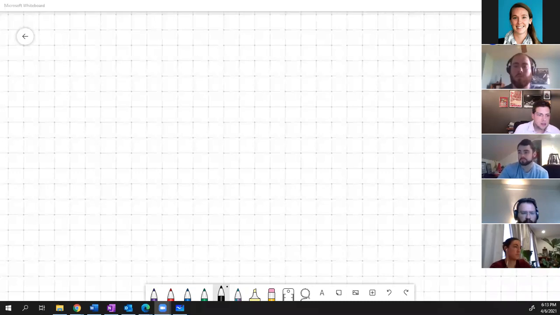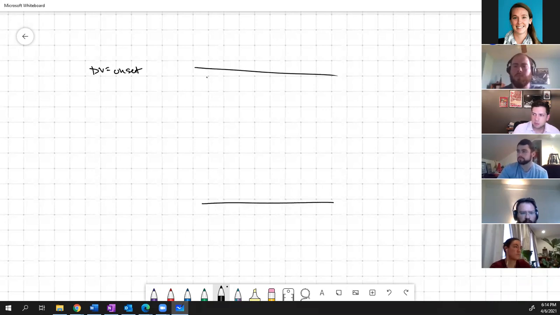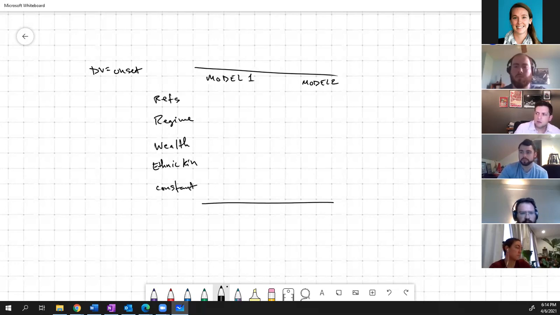What we know is that you're trying to explain conflict onset, right? So the DV is onset, and you're trying to explain that with a number of independent variables. What does that look like for our regression output? It means we're going to have two models according to parts B1 and B2, so model 1 and model 2. The variables, if I remember right, are refugees and regime and wealth and ethnic kin. And then you'll also have a constant term, right? One model includes refugees and one doesn't, right?